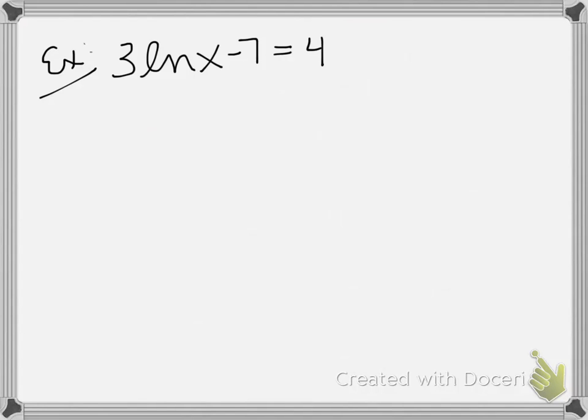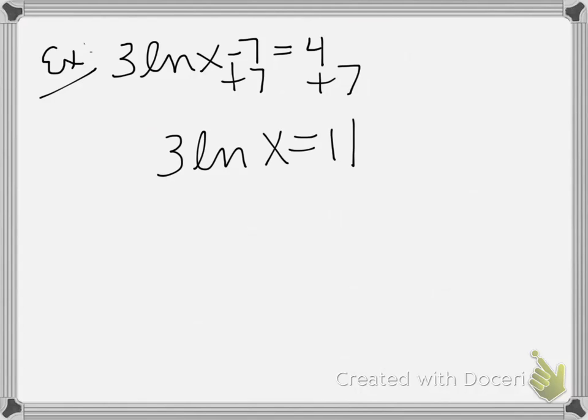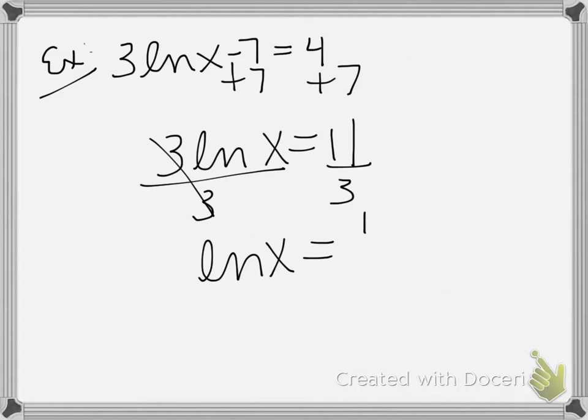We have a couple more. For this next problem, again, my log is not by itself, so I have to add 7 first, which gives me 3 ln x equals 11. Then I still have to divide by 3 because the log is not by itself. So ln x equals 11/3. Then you can rewrite ln x as log base e. It's an e, not a 3.